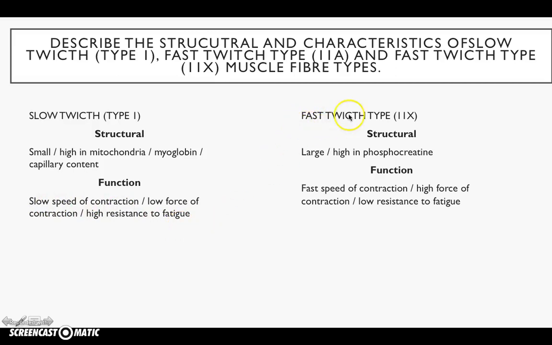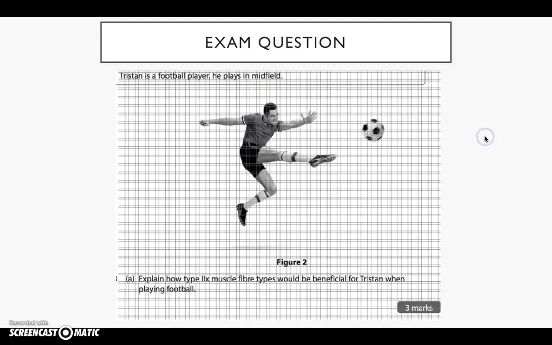And then I've just, for this one, gone type 2X, so I've gone the extreme, the opposite. Structural, they're large, okay, high in phosphocreatine structurally. Functionally, fast speed of contraction, high force of contraction, low resistance to fatigue, i.e. they fatigue quickly. So that's the type of information you need to put down for your answers if it's asking you to describe the structure and characteristics of different types of muscle fibres.